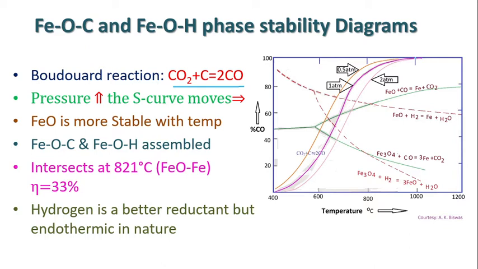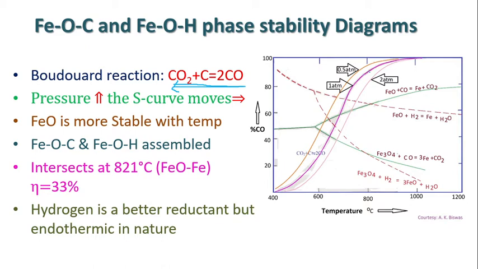And what about the pressure? If you increase the pressure, the Boudouard reaction goes in the backward direction. That means 2CO gives rise to carbon dioxide plus carbon, which is also called the carbon deposition reaction. If we want to represent the effect of increasing pressure, how can we show it? What will happen to that S curve?